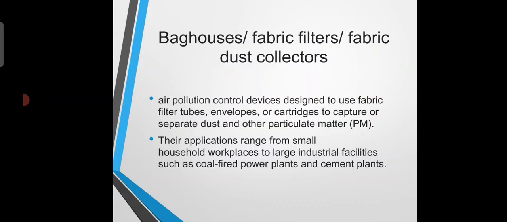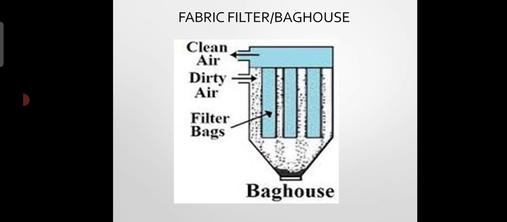Next we will see fabric filters. They are otherwise called baghouse or fabric dust collectors. These are designed to use fabric filter tubes, envelopes or cartridges to capture or separate dust and other particulate matter. Their applications range from small household workplaces to larger industrial facilities such as coal-fired power plants and cement plants. So you can see, these are the filter bags. These filter bags can be of any material. These filter by means of adsorption technique.